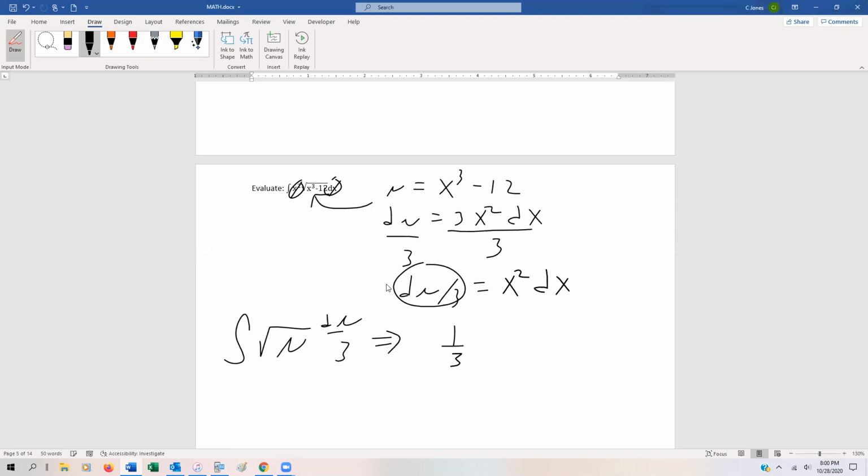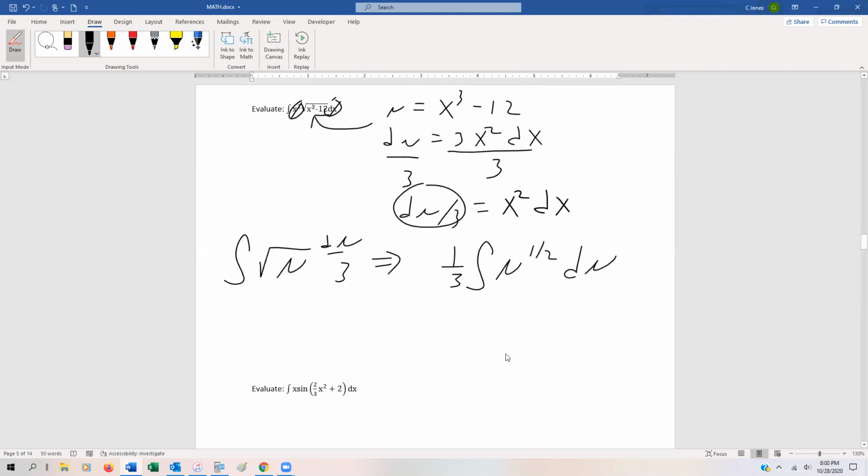We've seen it twice already. We factor out the 1/3. Let's change u from square root to the 1/2 power. And now we can go through and finish this off. We're going to get 1/3 u to the 3/2 over 3/2 plus c.